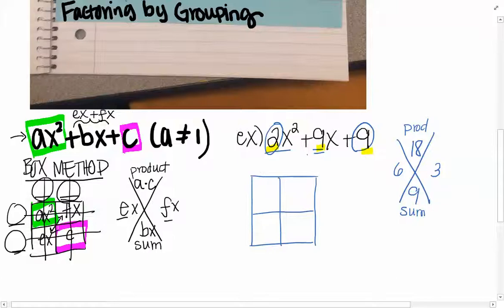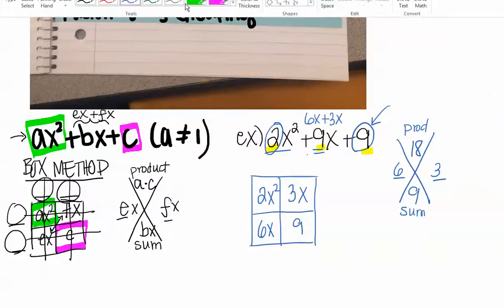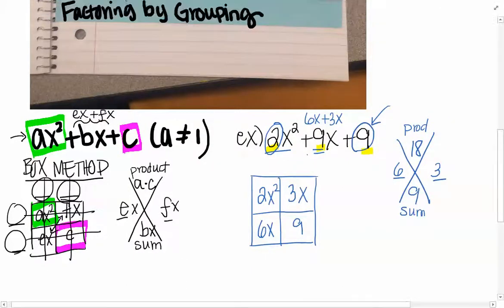So the 2x squared would go here, and this 9 would be diagonal from that. And then the 9x is getting broken up into 6x plus 3x, using this and this as the coefficient. And it doesn't matter, like I said, where you put each of them. It just doesn't matter. Okay, so now we're going to look at each row and column to find GCF. So I could start with this column right here and look for GCF that goes into 2x squared and 6x. Well, they both have at least one x, and 2 goes into 2, and 2 goes into 6.